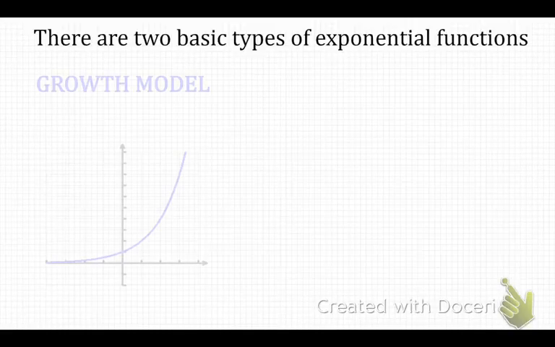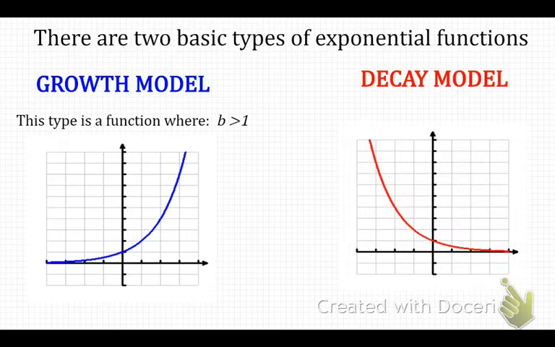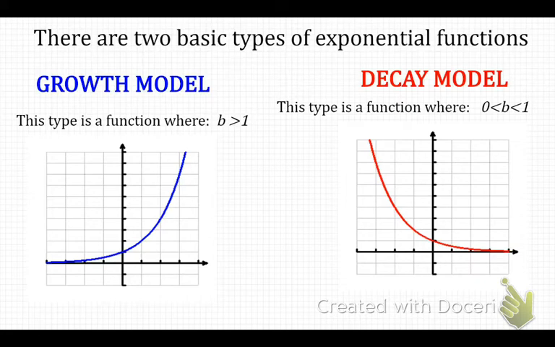So our two types of functions: exponential growth, and that's when b is greater than 1. Our multiplier is larger than 1. And our decay model is where our multiplier is between 0 and 1, okay? So a fraction that's less than 1. Because remember, we can have fractions greater than 1, okay? But this is going to be a fraction or a decimal that's less than 1.